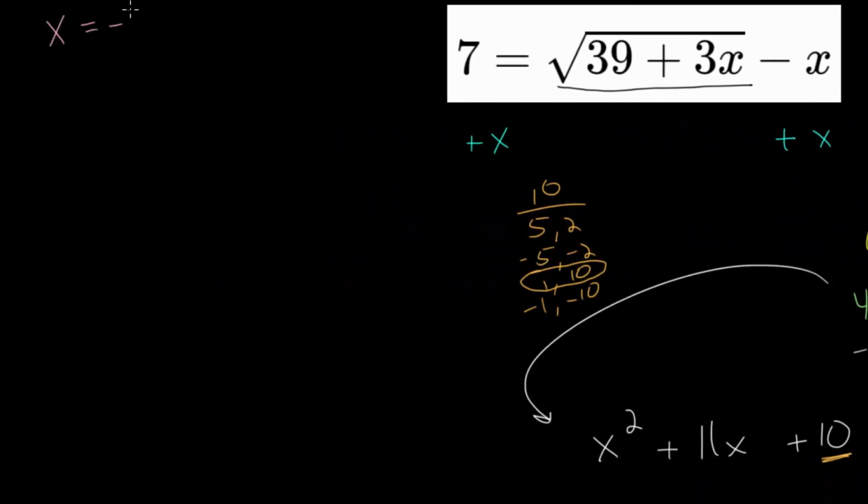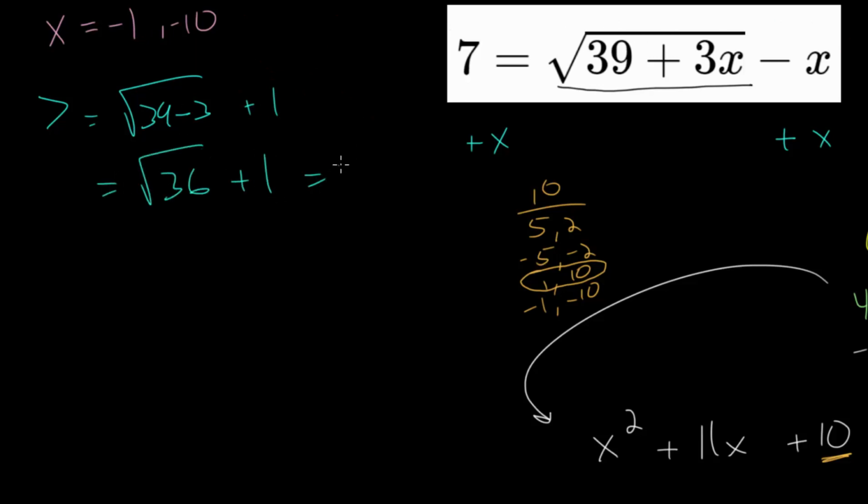We have x is -1 and -10. And let's start with -1. We plug that in. We get 7 is the square root of 39 plus 3 times -1, or just -3. And all of this would be minus x. And x is -1, so we'll be adding 1. Well, this is the square root of 36, which is 6. And 6 plus 1 does equal 7. So -1 is a solution. That one does work.